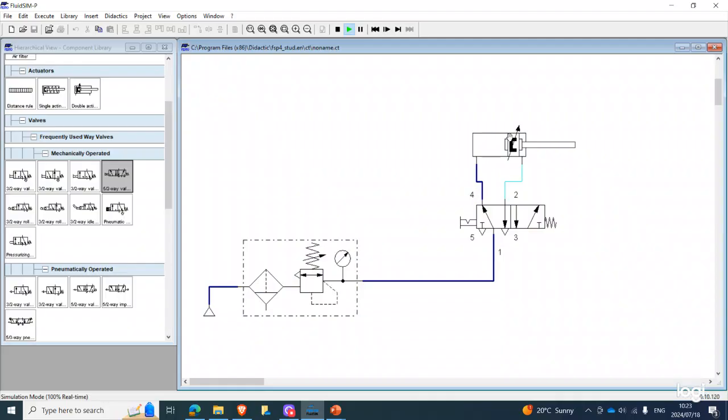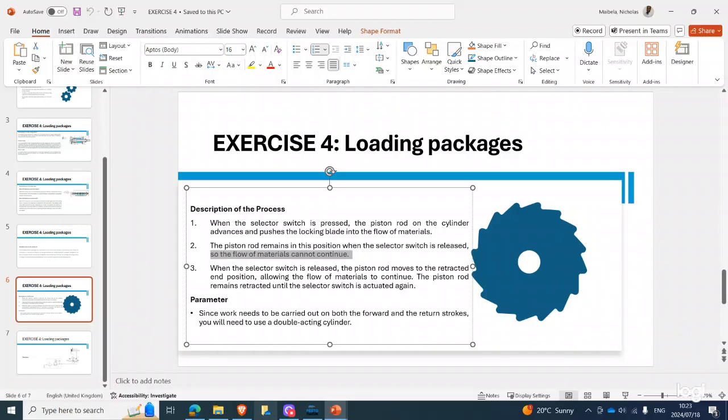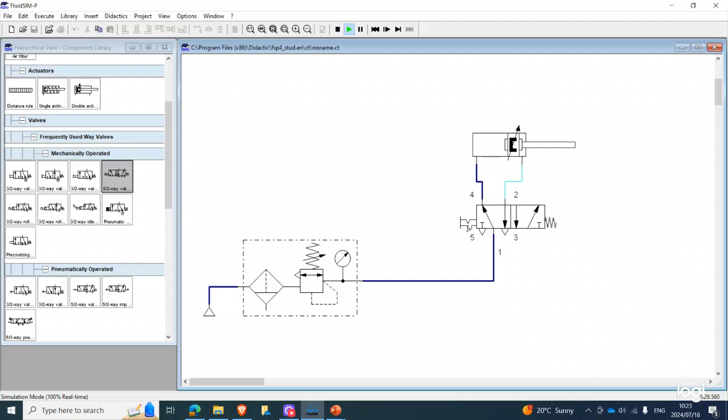And so now when it advances in the context of this exercise, the piston rod is blocking the flow of materials now, right? So now the flow of materials cannot continue because the cylinder is at an advanced position up until a point where I release it, right? Then it retracts back, right?